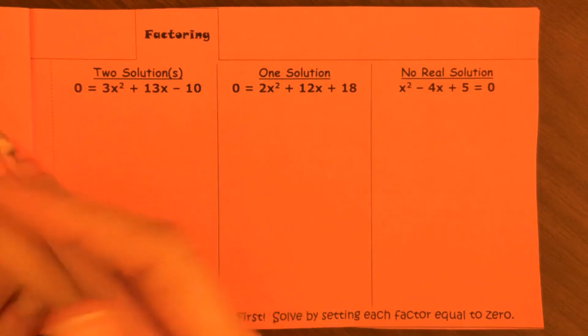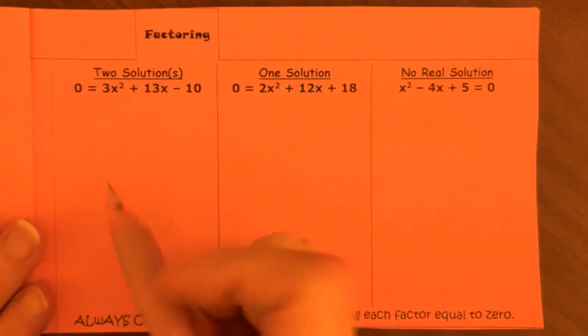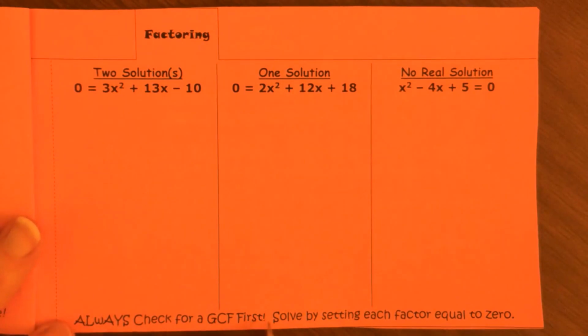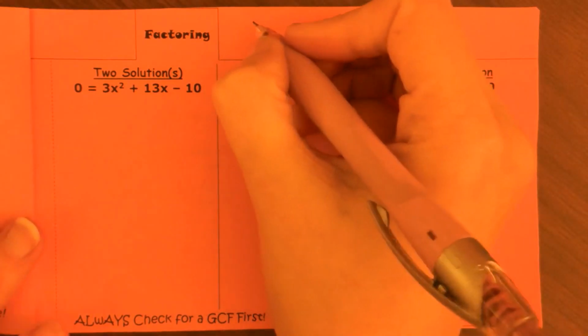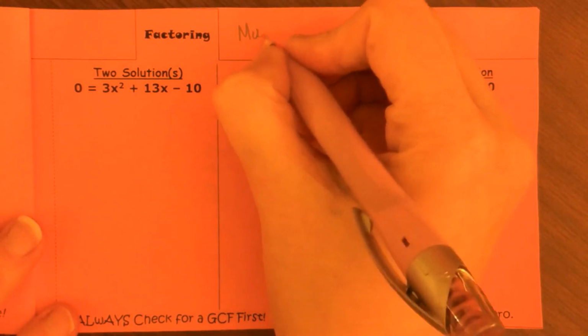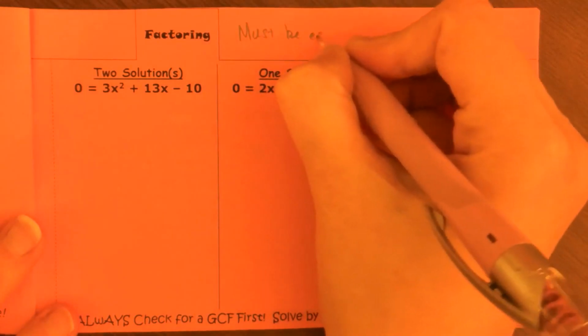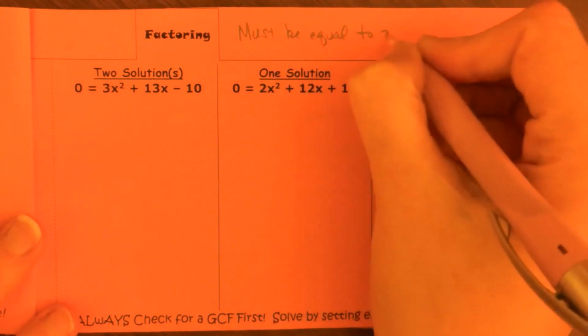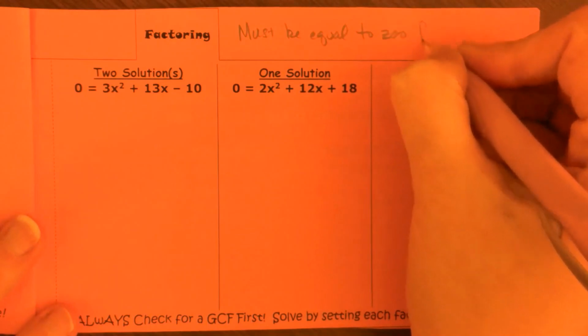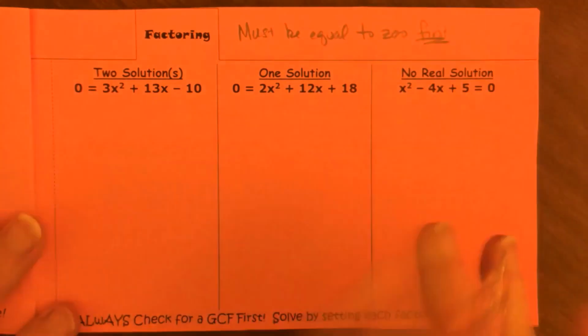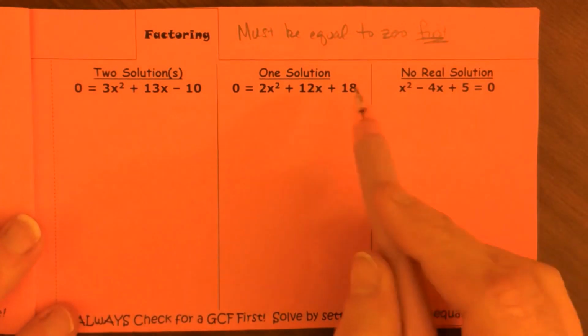So we're going to start these off just like we do anything else, by factoring. The first thing you always have to do is make sure that it's set equal to 0.